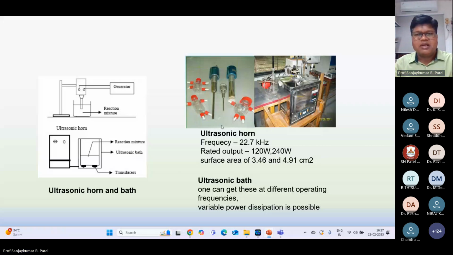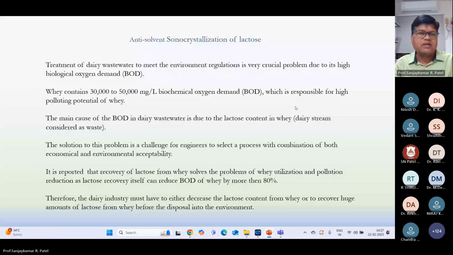Okay, but the thing is, the probe has some limitations: these probes have a fixed frequency, whereas there are some mechanisms available above that where you can change the frequency also. Okay. So let us take some of the case studies.